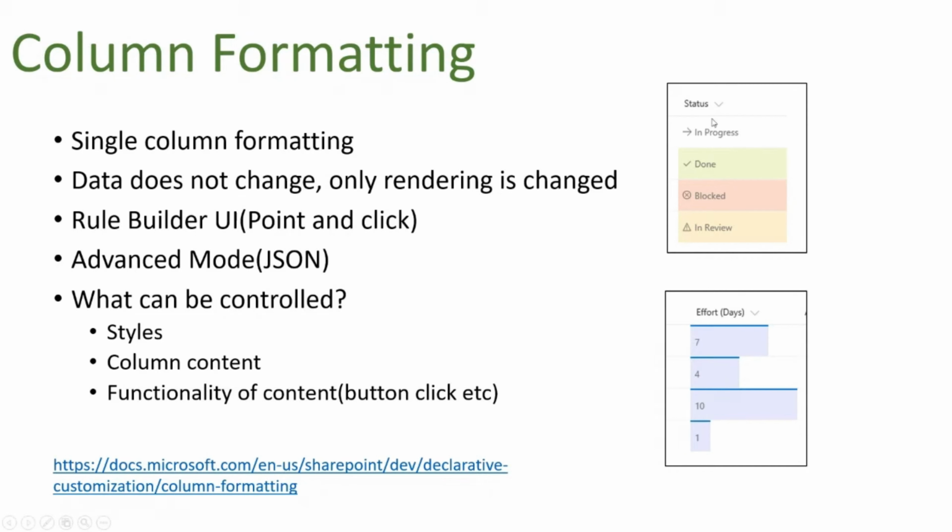For example, if you have a status column, and you want to change the background color depending on the status. If the status is done, you want the background to be green and the checkbox to be marked. If it is blocked, maybe you want it to be red. If it is in review, you want it to be displayed in orange. And if it is in progress, no formatting needs to be done. So this way, this kind of column formatting can be done.